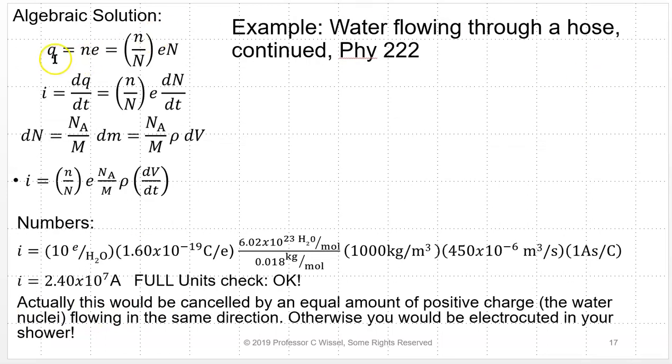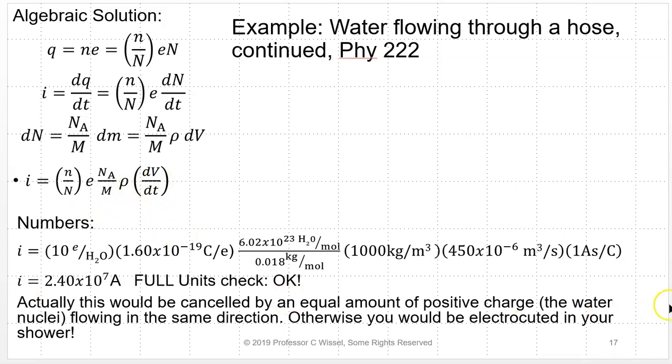Okay, so we have some formulas here. Q equals little n times e, and that equals little n over big N times e times big N. I is dQ/dt, that equals little n over big N times e times the derivative of big N with respect to time. So dN equals N_A over big M times dm, and that will equal N_A over big M times rho dV. I then will be little n over big N times e times N_A divided by big M times rho dV/dt.